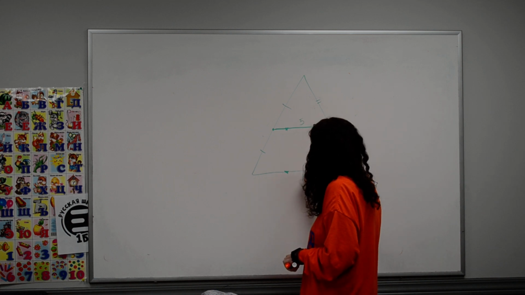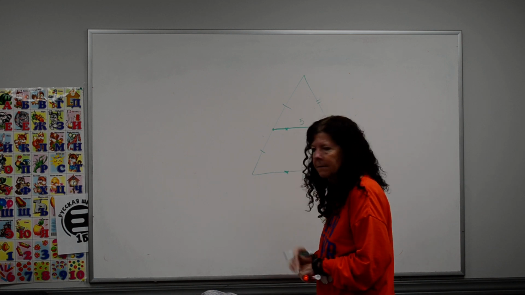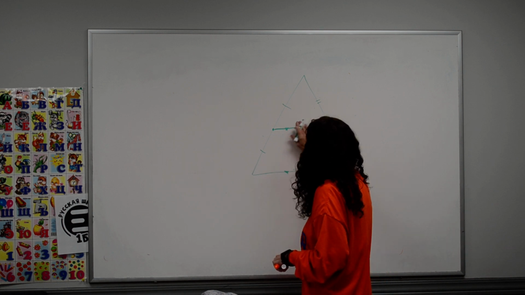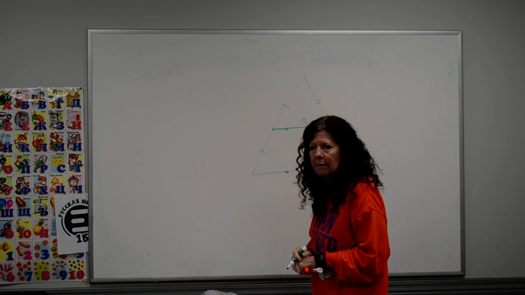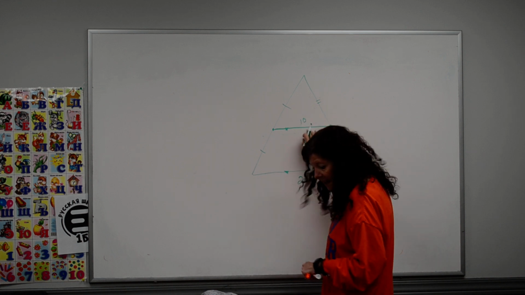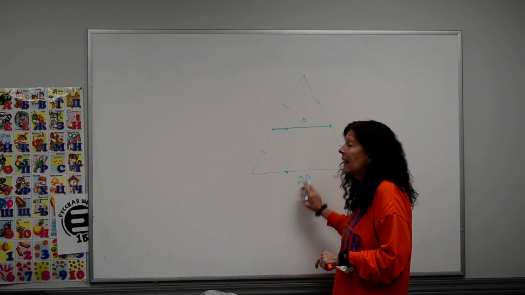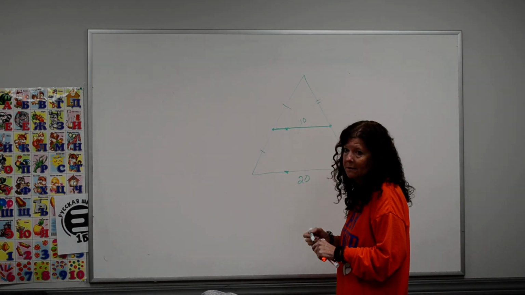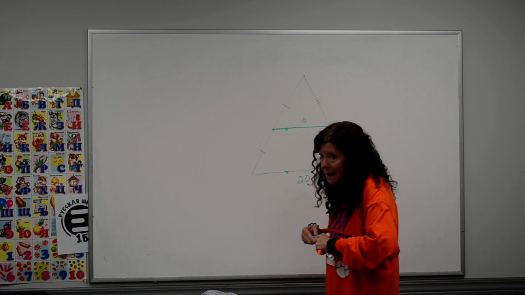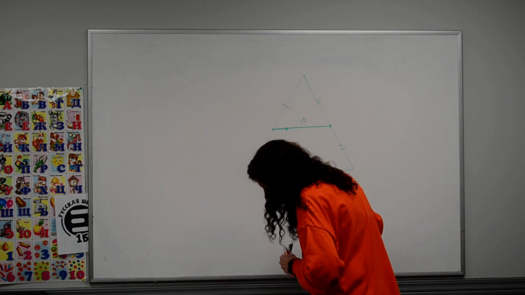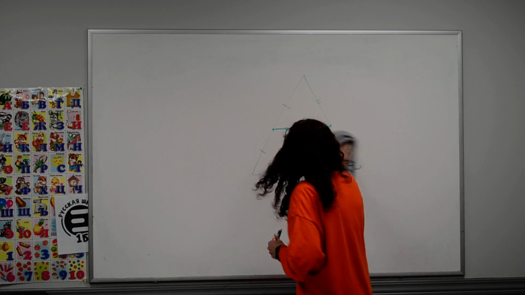So if that's 5, this would be 10. If this is 20, that would be 10. Okay? So this is exactly half of what this is. Okay? Now that's only if I have a mid-segment. Okay? And that mid-segment is parallel to one of the sides. So this is what it's going to say. And then we're going to turn and put this on a coordinate plane.